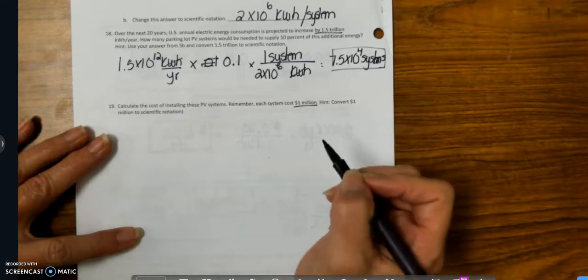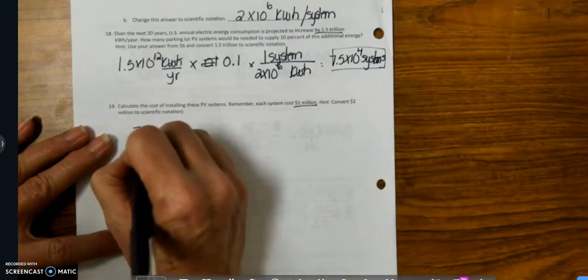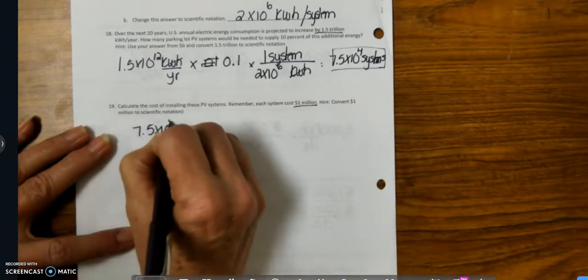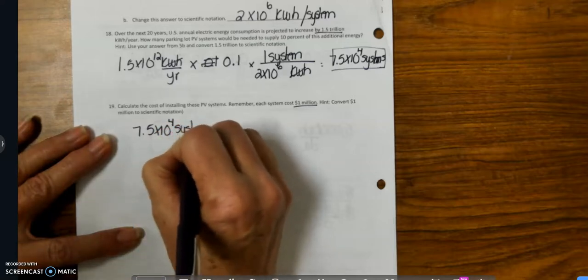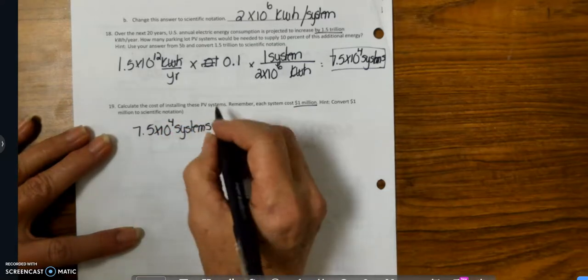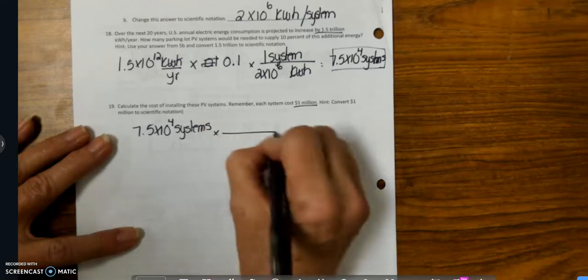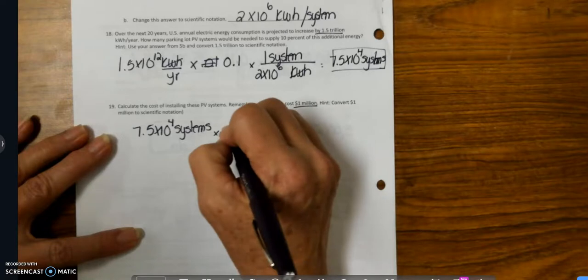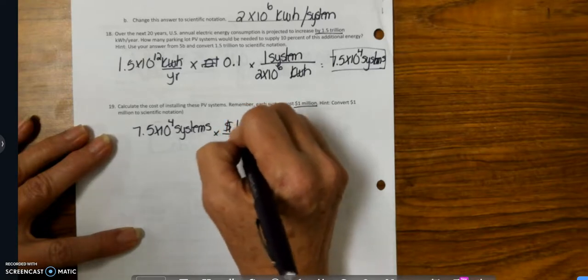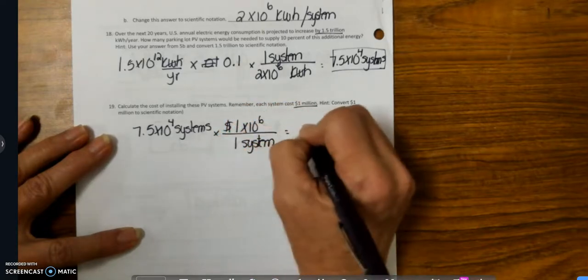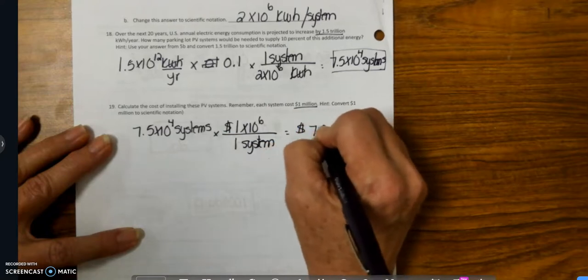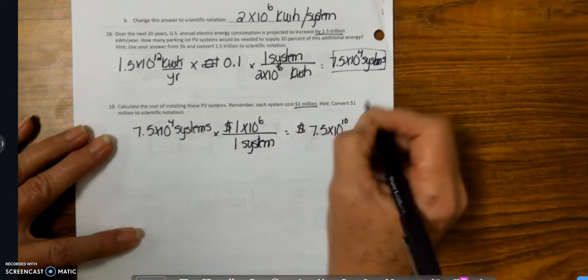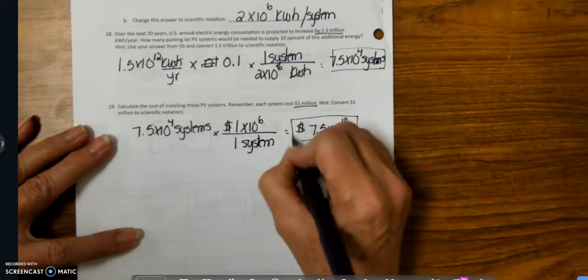Okay. Calculate the cost of installing these systems. Each system costs 1 million. So I've got 7.5 times 10 to the 4th systems. And one system is 1 million. 7.5 times 10 to the 10th dollars.